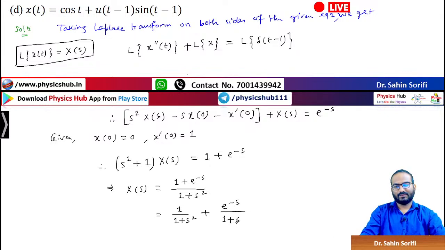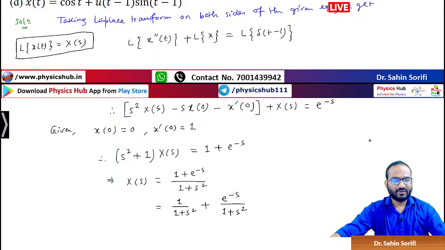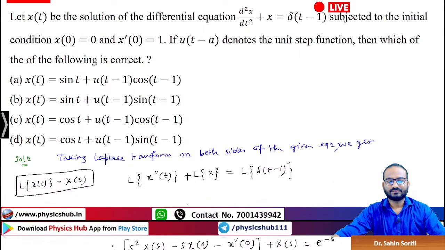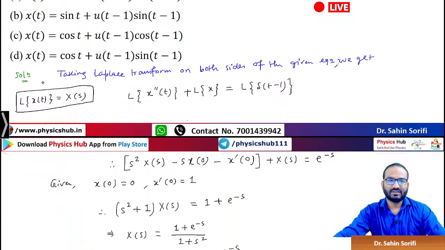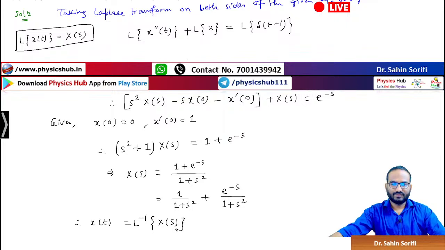Sometimes it happens that we solve 70-80% of the solution correctly, and the remaining 20% we cannot do because we do not know the concept entirely clearly. Now from this, can you calculate x of t? It is asking for the values of x of t. So x of t is the inverse Laplace of x of s, na? Therefore x of t, which is inverse Laplace transform of x of s, what can you write?